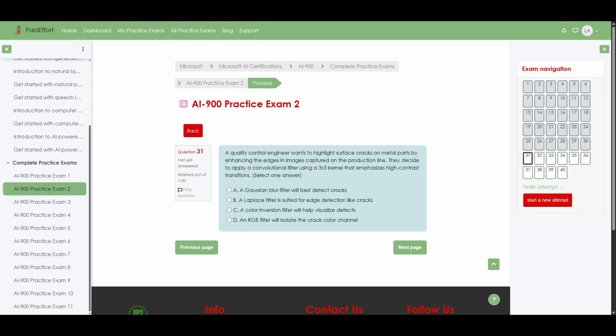A quality control engineer wants to highlight surface cracks on metal parts by enhancing the edges in images captured on the production line. They decide to apply a convolutional filter using a 3x3 kernel that emphasizes high contrast transitions.